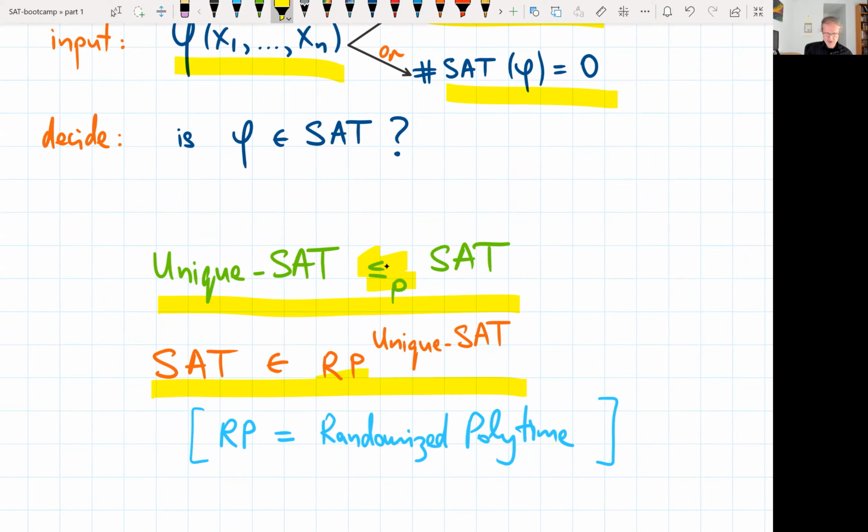So here RP stands for randomized polynomial time. Basically, it's a Turing machine which is allowed to flip random coins. And unlike the deterministic machine, it will now have some probability of getting the correct answer and some probability of making a mistake. And it's an RP machine if its probability of making a mistake is relatively small, is bounded by, say, less than 10%.